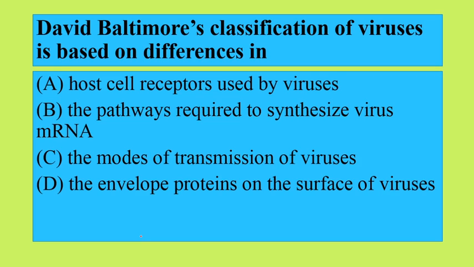So the first question is, David Baltimore's classification of viruses is based on differences in: A, host cell receptors used by the viruses; B, the pathways required to synthesize virus mRNA; C, the modes of transmission of viruses; and D, the envelope proteins on the surface of viruses. So these are the options for the basis of classification, on what basis viruses have been classified. The correct answer is the pathways required to synthesize virus mRNA.